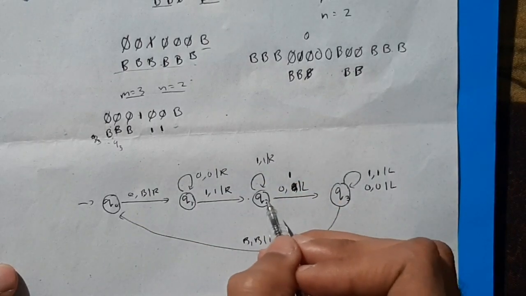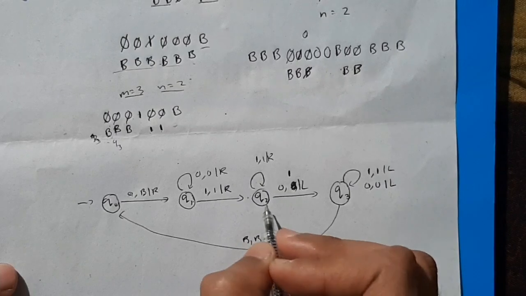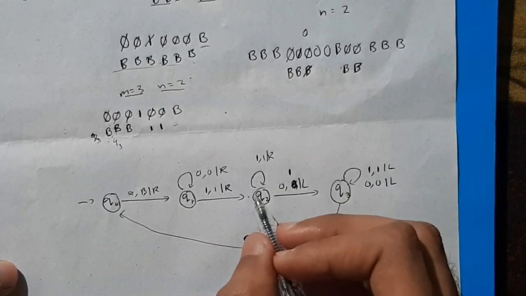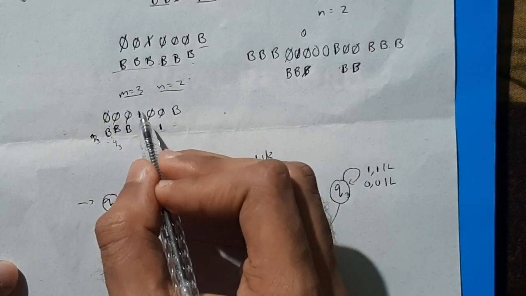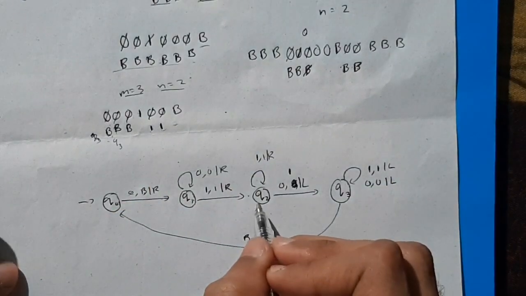After this point I am reaching the blank space. So what does that mean? That my string is over. So when I reach the blank space after q2, I have to come back. Where do I have to come back? I have to convert all the 1s present here. All the 1s should be converted to blank space. So I'll move to the next state.